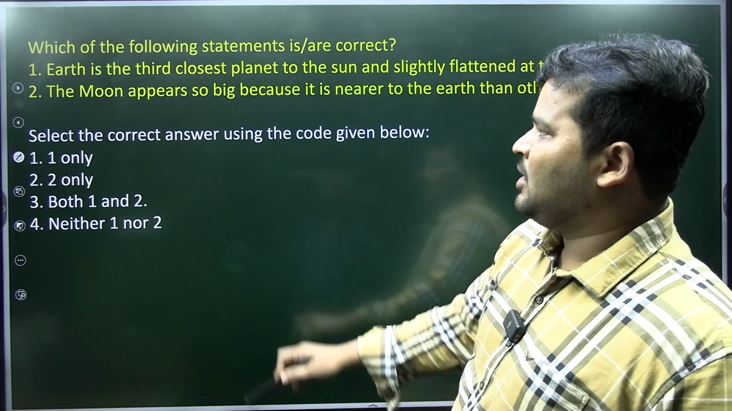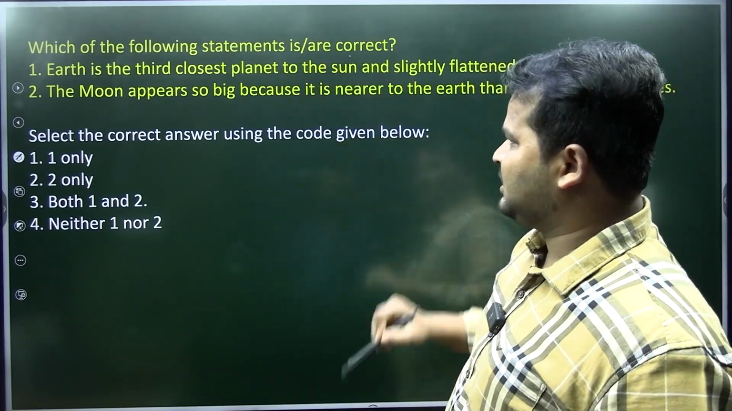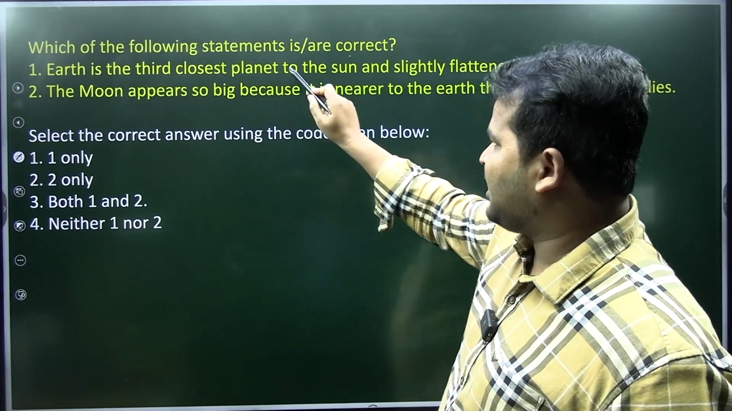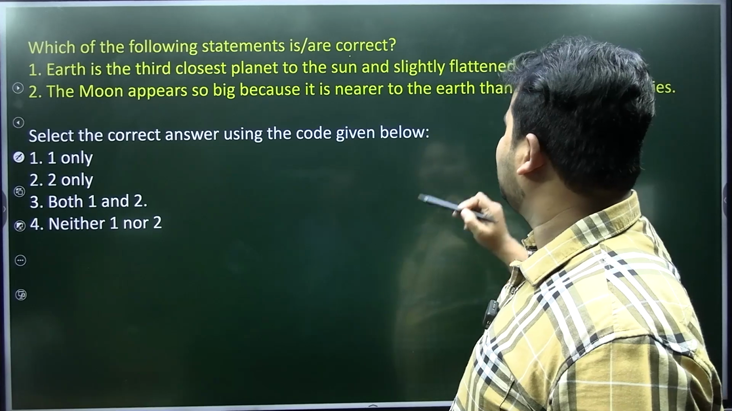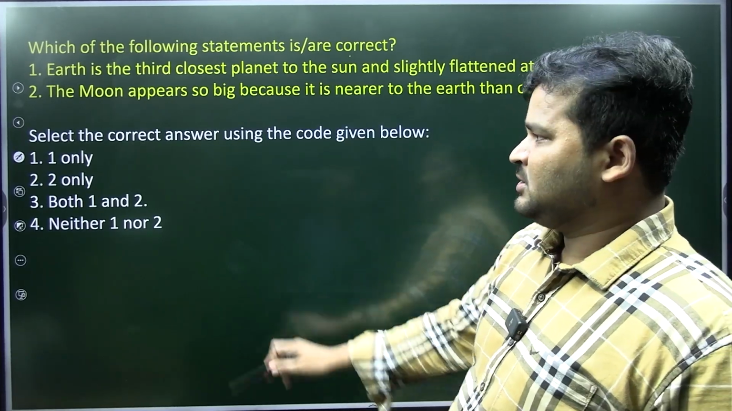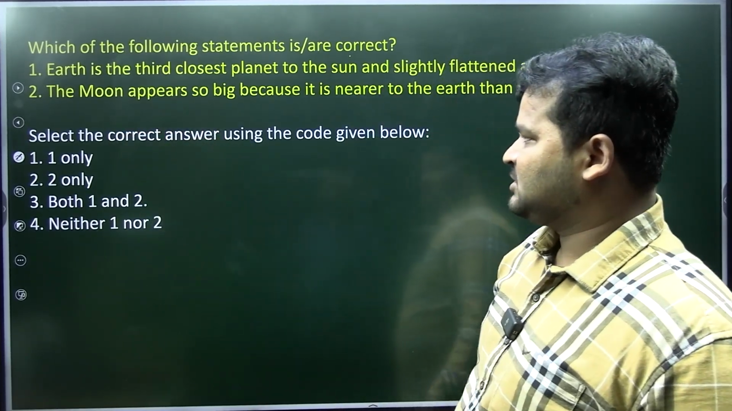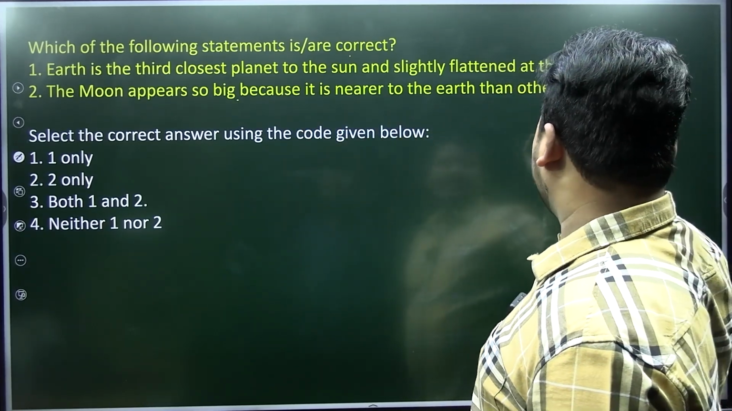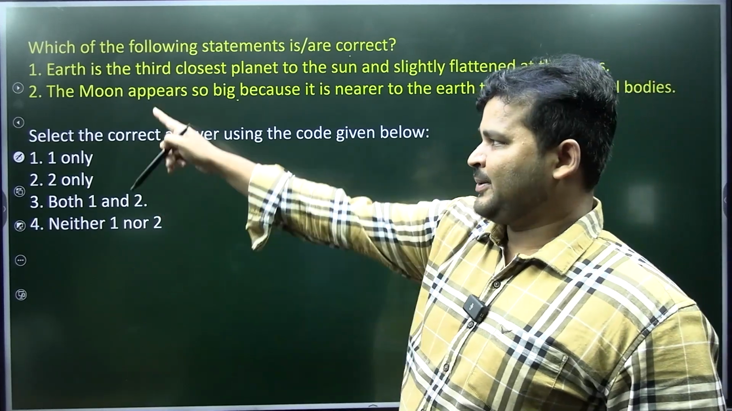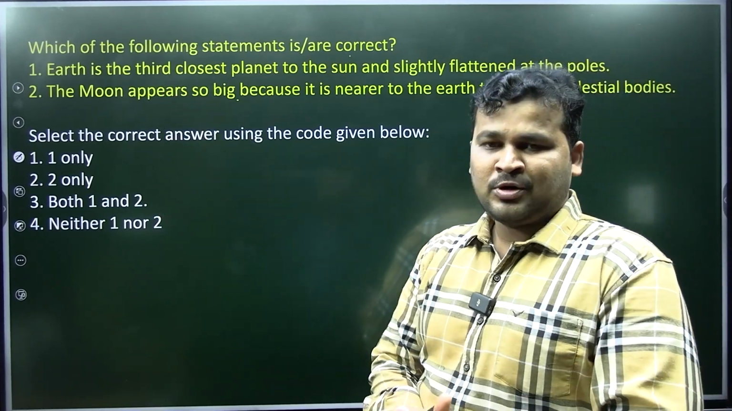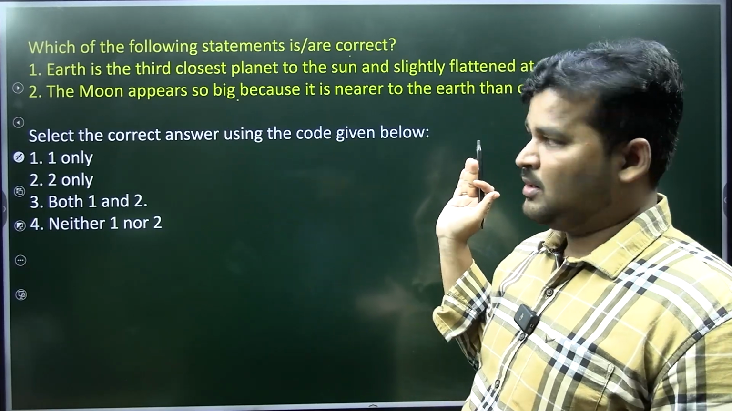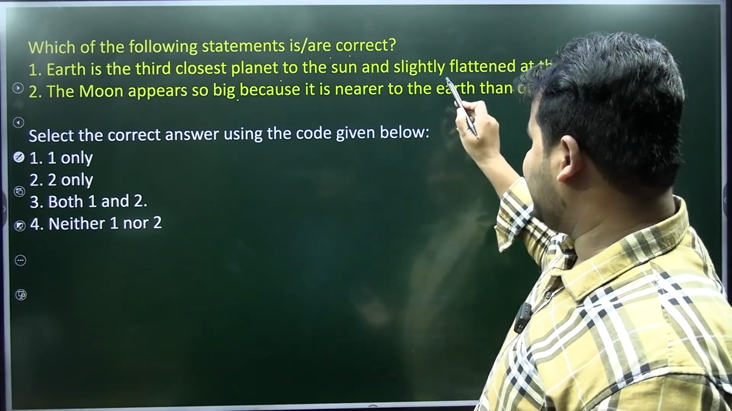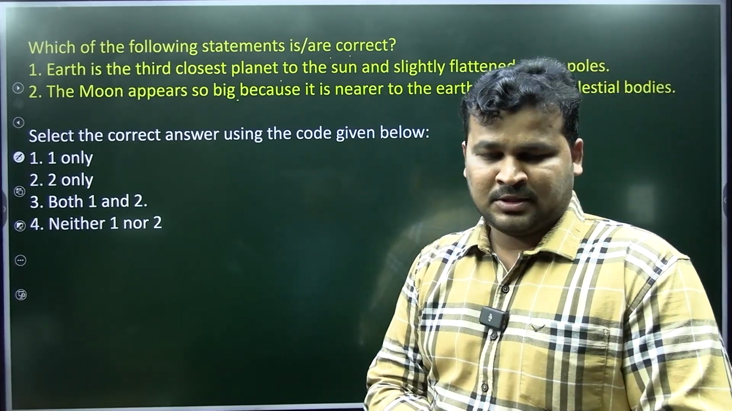Next question. Which of the following statements is correct? Statement 1. Earth is the third closest planet to the sun and slightly flattened at the poles. Second statement. The moon appears so big because it is nearer to the Earth than other celestial bodies. Statement 1 is saying that Earth is the third planet from the sun. Is it true or false? Exactly. Up to here, true. And also, the poles of the Earth are flattened.